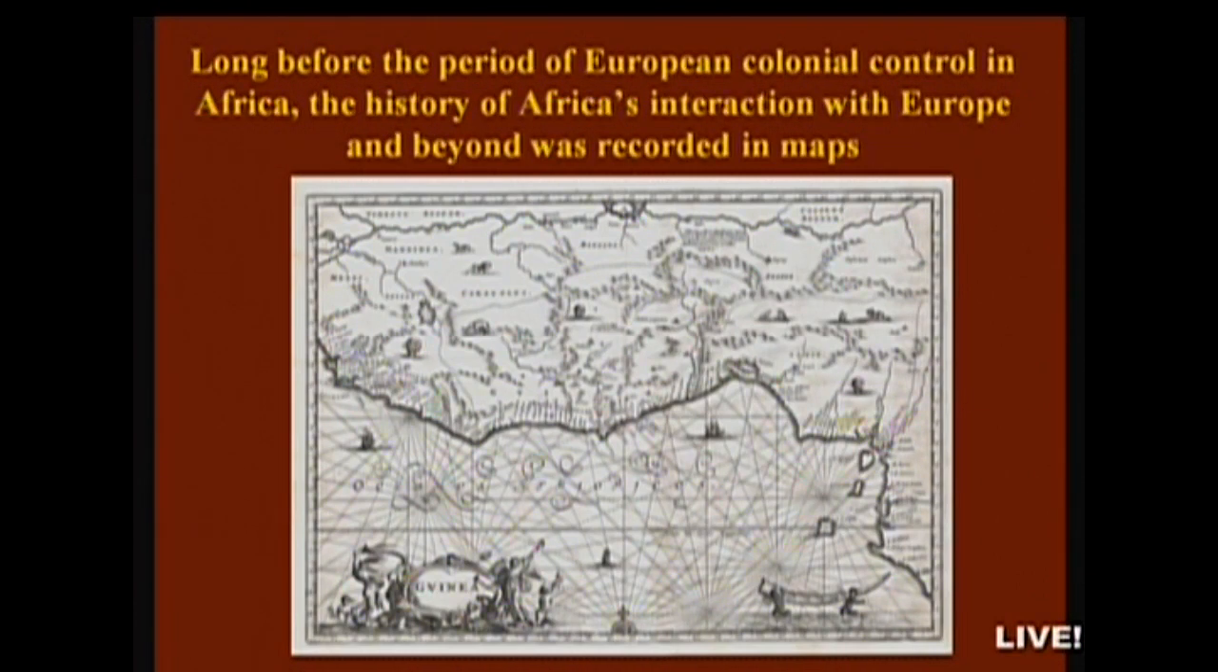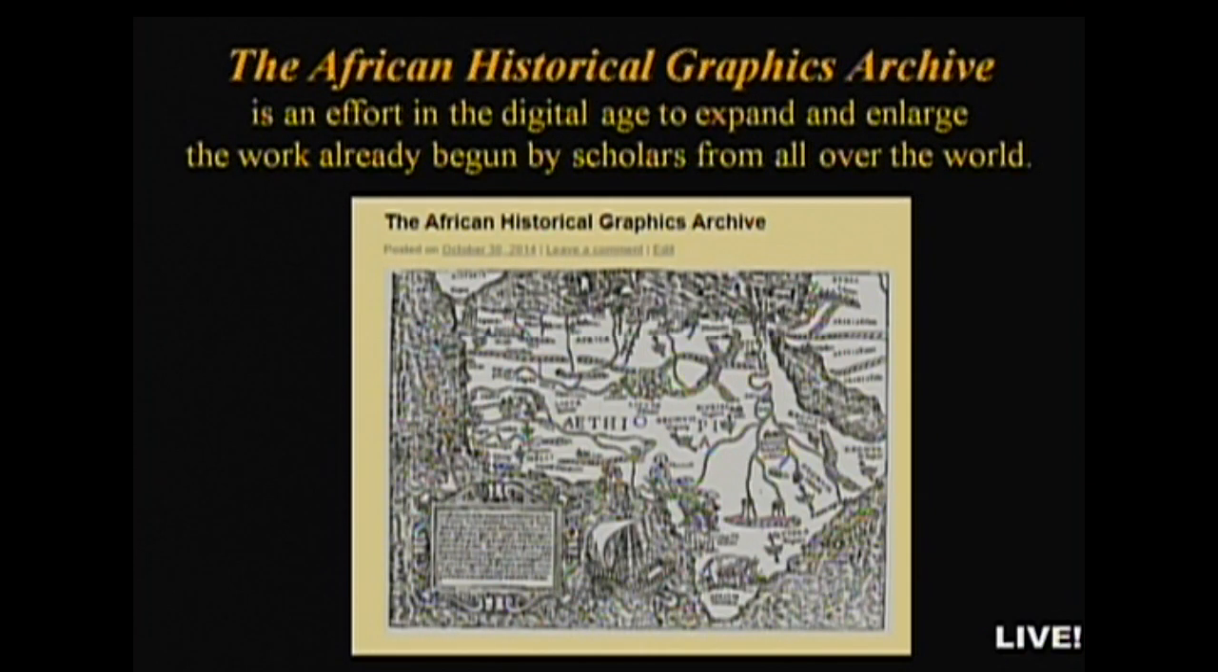So how would we adapt that equipment and capacities to address this whole issue of sharing new kinds of data across all known boundaries? Well, the African Historical Graphics Archive is an effort, in the digital age, to expand and enlarge the work that's already begun by scholars on looking at maps very closely. They've looked at maps of Africa for the last 500 years, basically, and they've shared this in seminars, in lectures, in specialized publications in the past, but now there's a capacity to share it in a new kind of way.